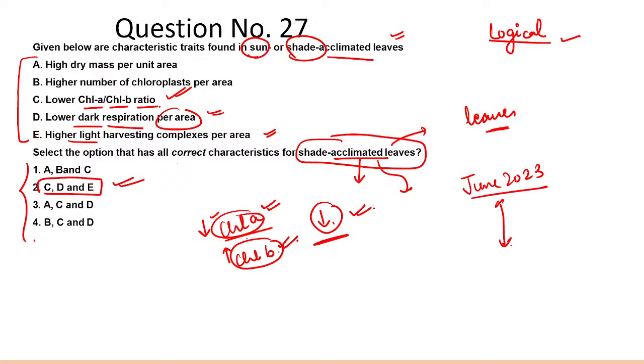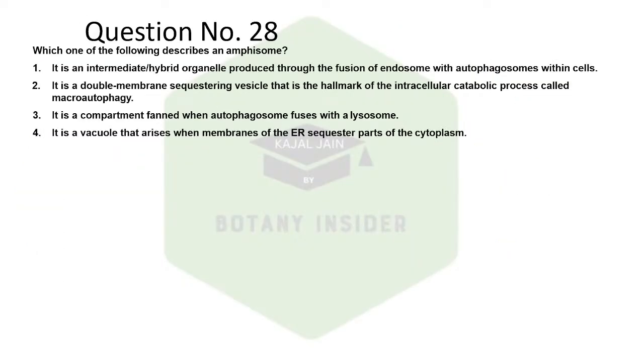I hope the concept is clear. It's a very elaborated concept that we study in plant physiology, so make sure you're getting it very clear in mind. Next question: what is the meaning of Amphisome? This question is from cell biology, specifically the plasma membrane concept. Give it a try, everyone. Very easy question.